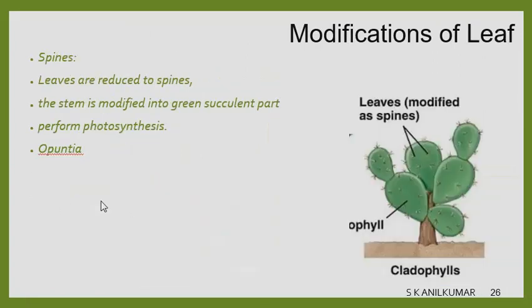Then on the leaves. On the leaves you have seen the cactus. The leaves are reduced to spines, and the stem gets modified into a chlorophyll-bearing food factory. Opuntia is an example. So modification happens on the stem also, and on the leaf also.